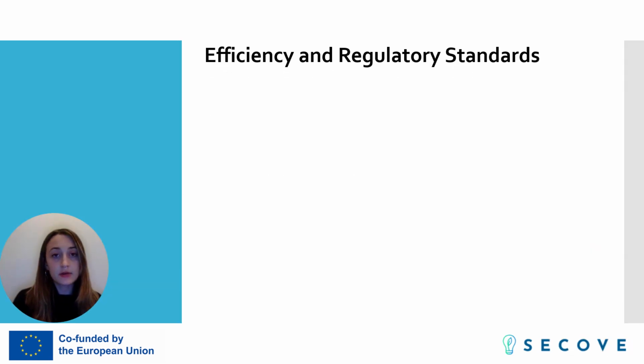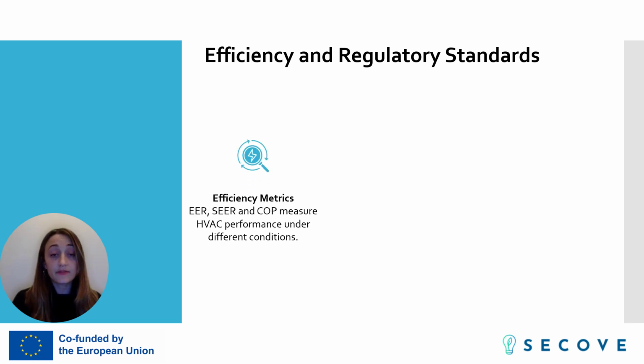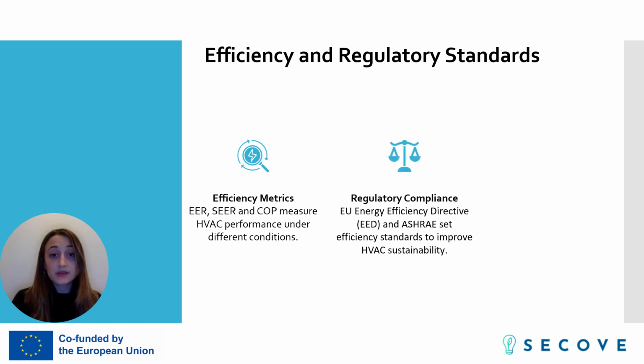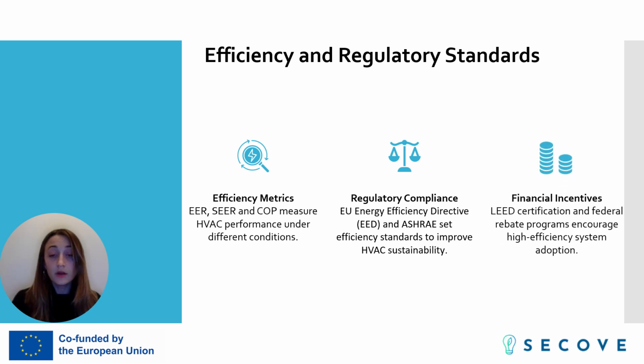Regarding efficiency and regulation standards, we have different metrics. For efficiency metrics, we have different options. The most famous is the COP, which measures HVAC performance under different conditions. For standards and regulation, the EU Energy Efficiency Directive and HRI set efficiency standards to improve HVAC sustainability. Finally, associations like LEED encourage high efficiency system adoption through financial incentives.